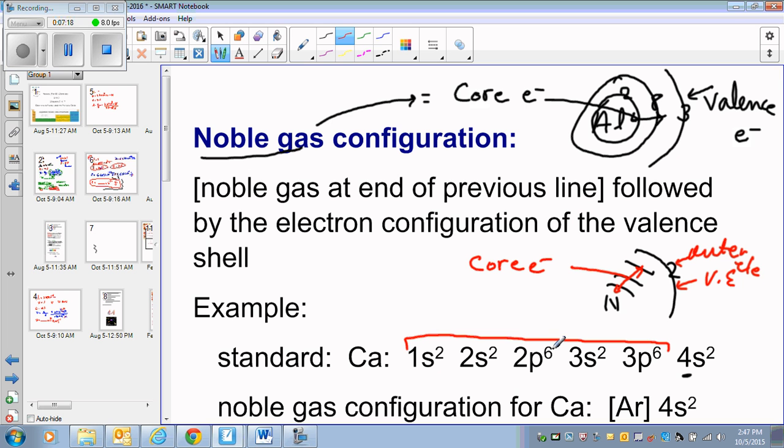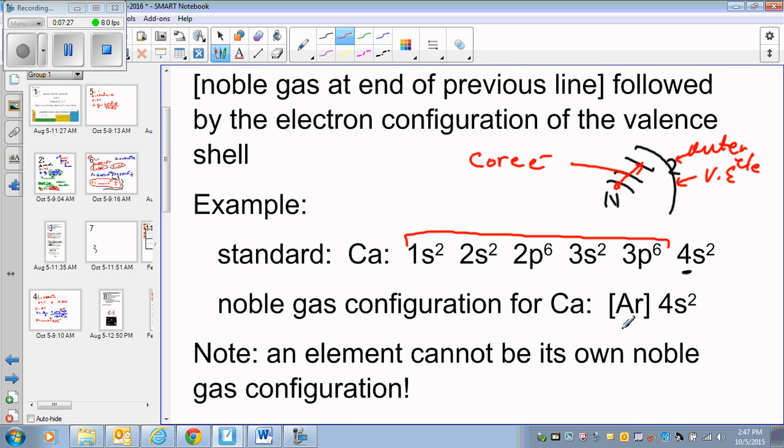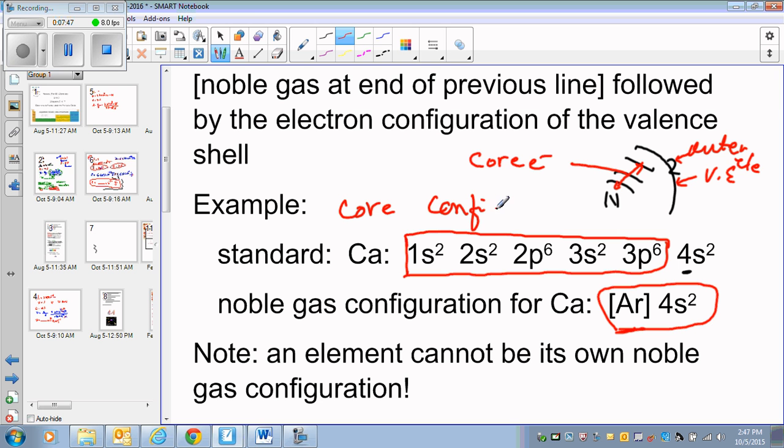So how many core electrons do I have here? 6, 8, 10, 12, 18. Now if I go to the periodic table and see which noble gas has 18 electrons, I will see that argon has 18 electrons. So if I do the electronic configuration of argon, it will look just like this because it's 18 electrons. So instead of writing this whole thing, I will say argon and then 4s2. This is called noble gas configuration, or we call it core configuration. It doesn't mean that you can replace all the inner electrons with any element on the periodic table. What it means is you only have to replace it with a noble gas.